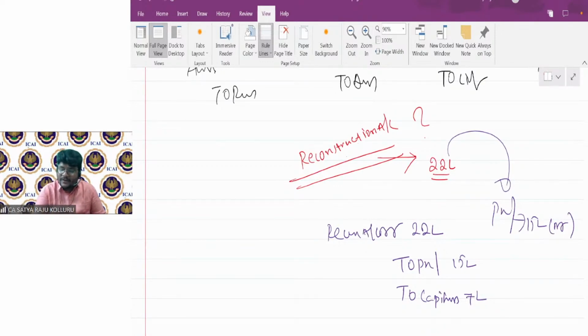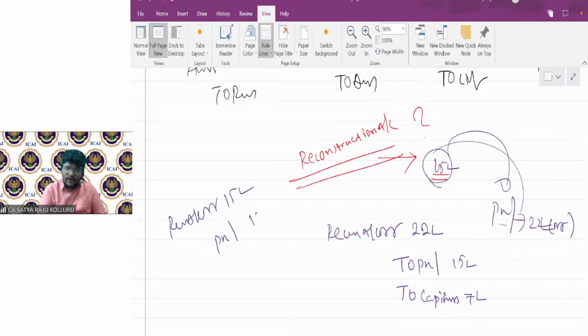Sir, what if the reconstruction account balance is not sufficient to set off the P&L account debit balance? Now, let me make it the reverse. This is 15 lakhs, sir. This is 22 lakhs, sir. What will you do at that moment? To the extent of the reconstruction balance, you need to set off the P&L. That means reconstruction account 15 lakhs. P&L also you need to set off. Still I have a P&L account debit balance, right? The P&L account debit balance is still showing 7 lakhs.